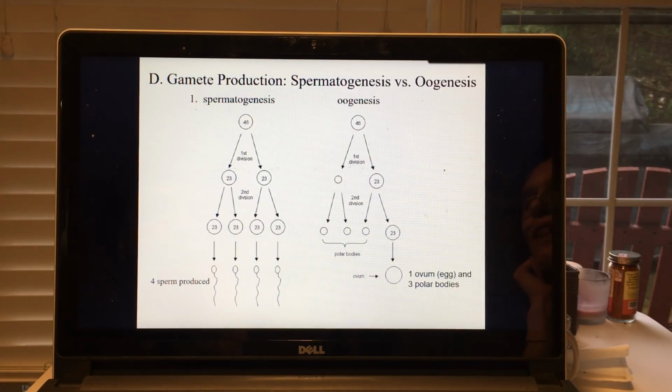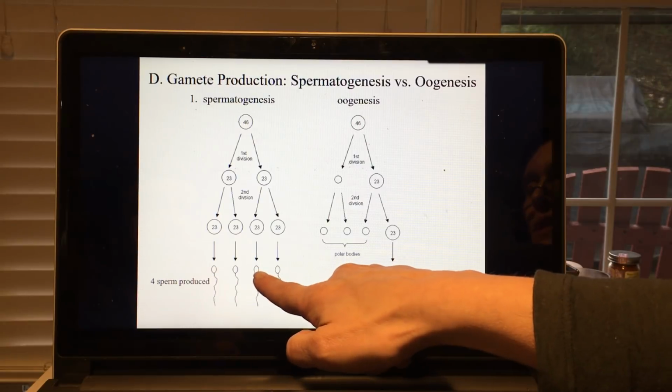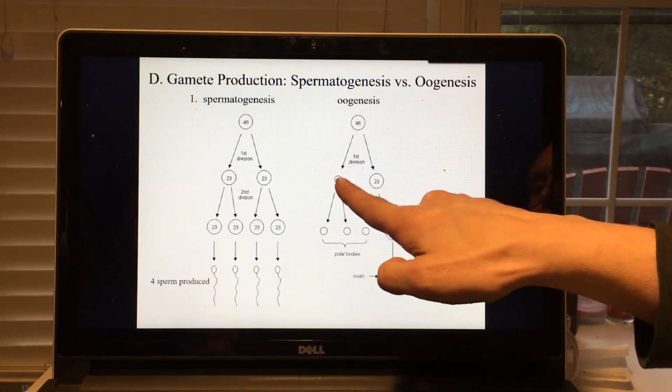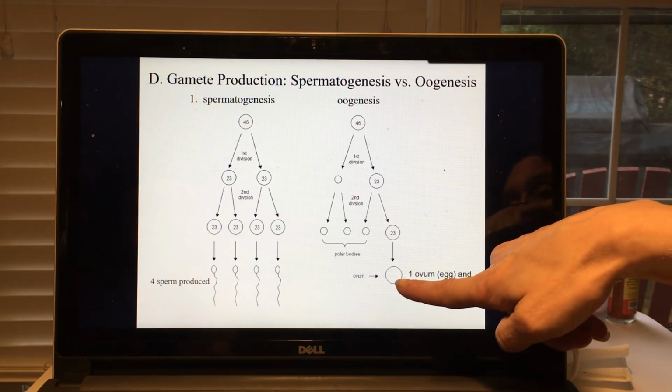Now, this slide is all about what is the difference between the production of sperm and the production of eggs. First of all, I need to say that what happens in the nucleus is identical, but what happens with the cytoplasm is different. Now, before we begin, I want you to know that there should be 23 chromosomes in each of these sperm. There should be 23 chromosomes here, here, here, here, and here.